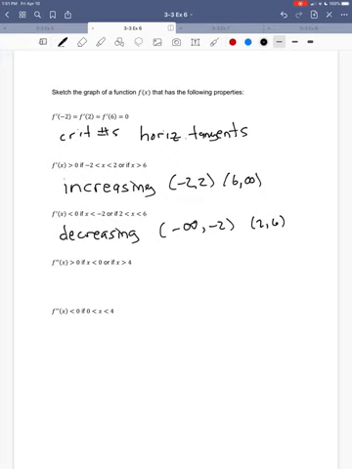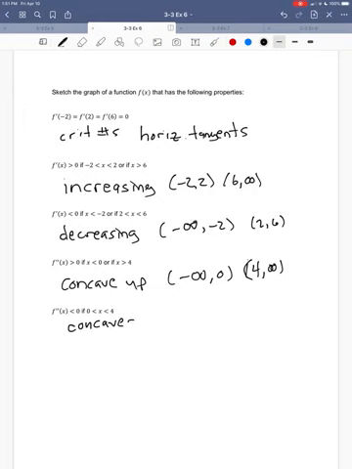Okay, this next piece of information, the second derivative is greater than 0. So the second derivative is positive. That means it's going to be concave up. Less than 0, greater than 4. And the final piece of information, second derivative is less than 0, second derivative is negative. That's going to be concave down. And that's if I'm between 0 and 4.